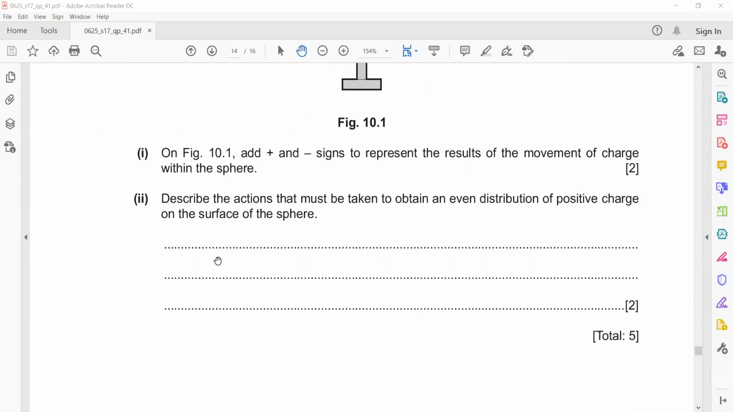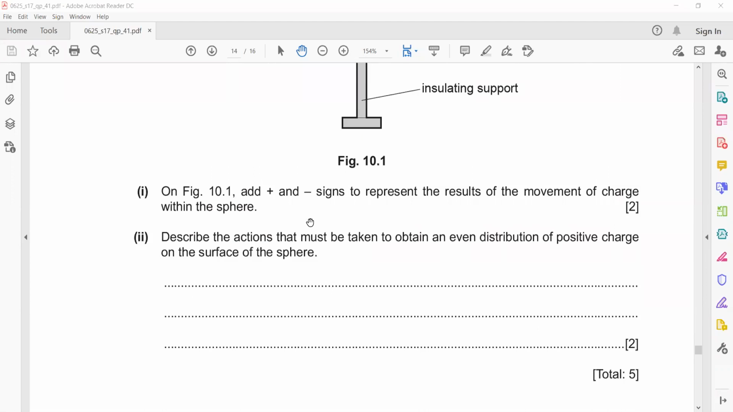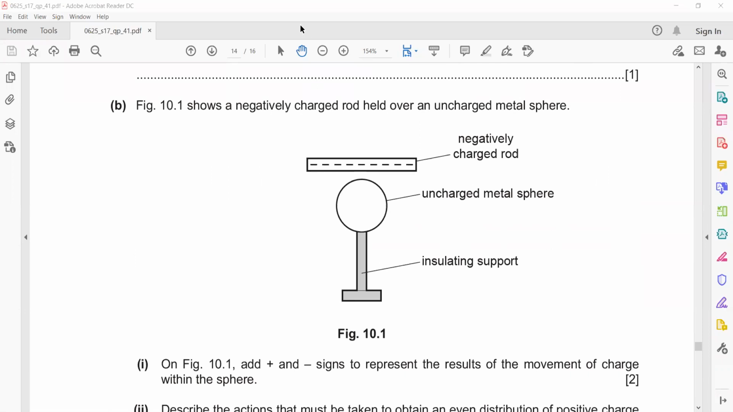(10b2). Describe the action that must be taken to obtain an even distribution of the positive charge on the sphere. So we want to make it positive charge. When we bring a positive charge rod, one side will be positive, the other side will be negative. Then what we should do is connect an earthing wire. When we connect an earthing wire, electrons are forced to go out, and the majority of them are positive charges.